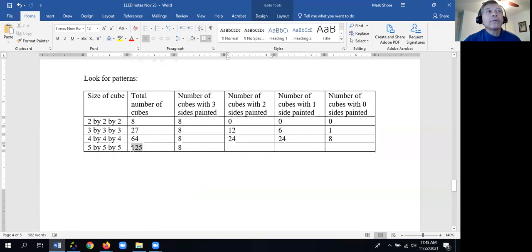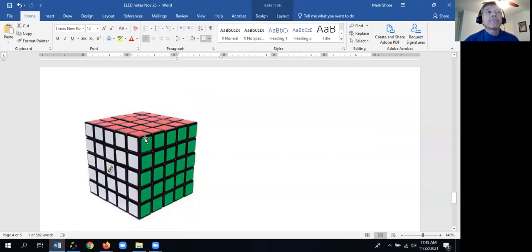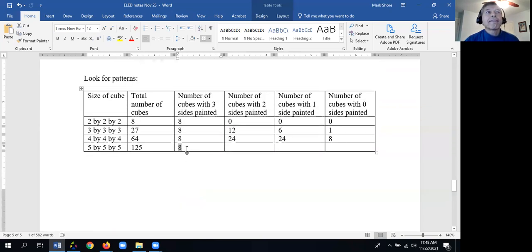Well, there's 125 total cubes on a 5x5x5. Again, it's only the corners that have 3 colors. So we're talking about like this one, this one, this one in the back, this one on the right. So 4 on the top and 4 on the bottom, 8 sides.